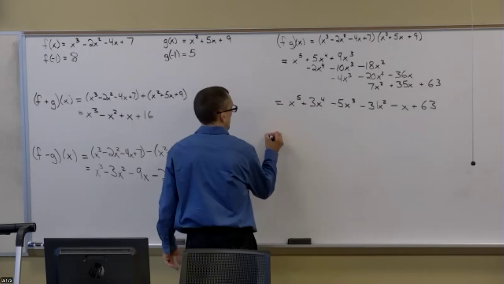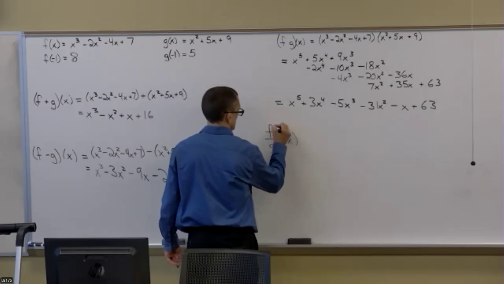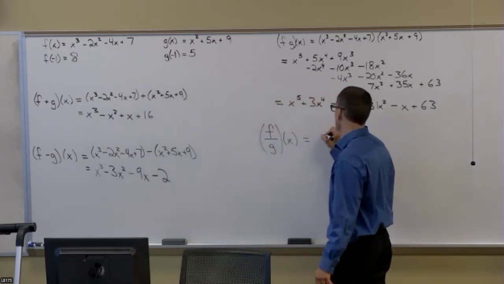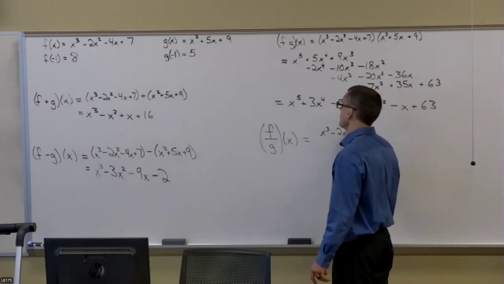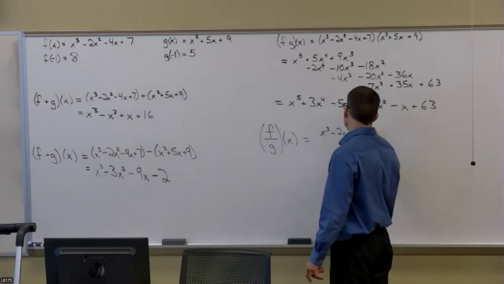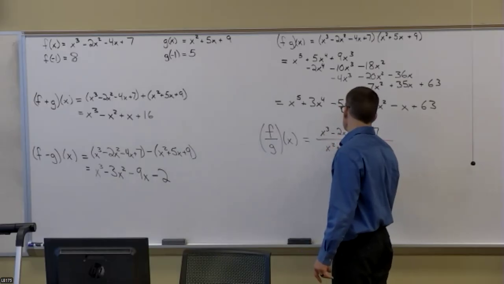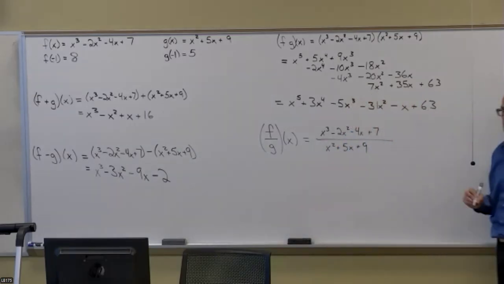And then if I'm dividing, I'm not going to simplify if I'm dividing. I'm just going to write x to the 3rd minus 2x squared minus 4x plus 7, and I'll divide that whole thing by x squared plus 5x plus 9. You can rewrite, simplify if you want, but I'm not going to.